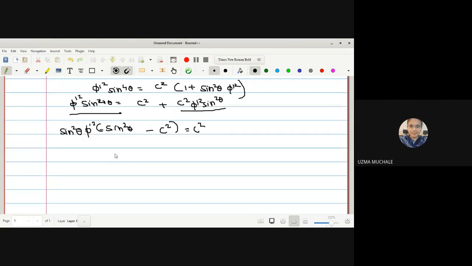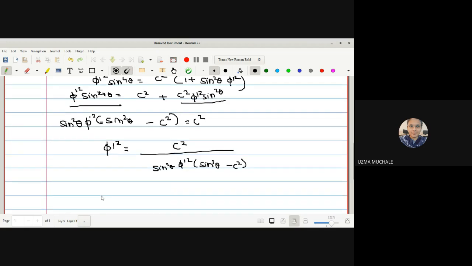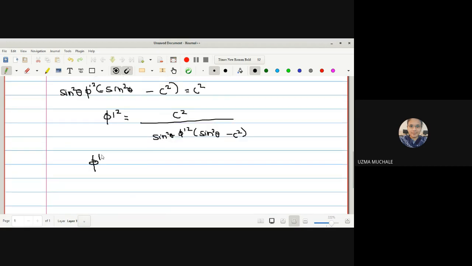Okay, now what I have to do is write down this equation in the form of phi dash square is equal to c square upon sine square theta into phi dash square sine square theta minus c square. So now we can write down the term with the help of sine square theta if I take it outside. So we get phi dash square is equal to c square upon, phi dash we have already taken.